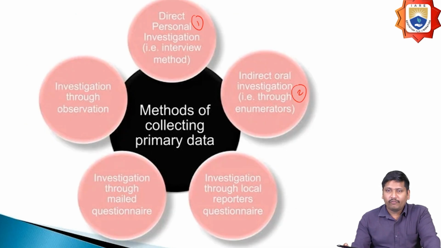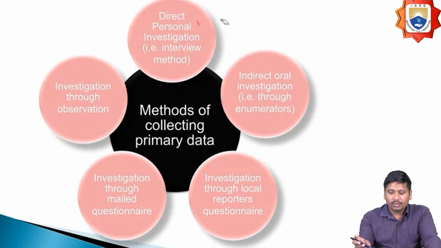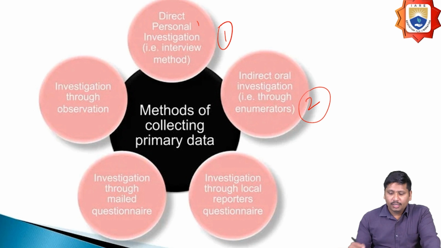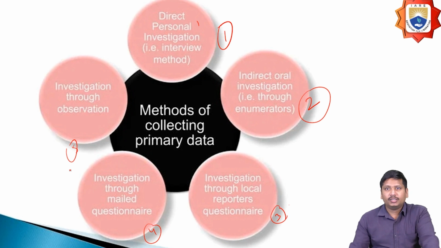The methods we have for collecting the data are as follows. The personal interview is the first one, where we can conduct interviews to gather the primary data. Indirect oral investigation can be done through enumerators, and investigation through local reporters. Investigation through questionnaire should also be treated as the third method for collecting primary data, investigation through mailed questionnaire as the fourth method, and investigation through observation as the fifth method for collecting the data.